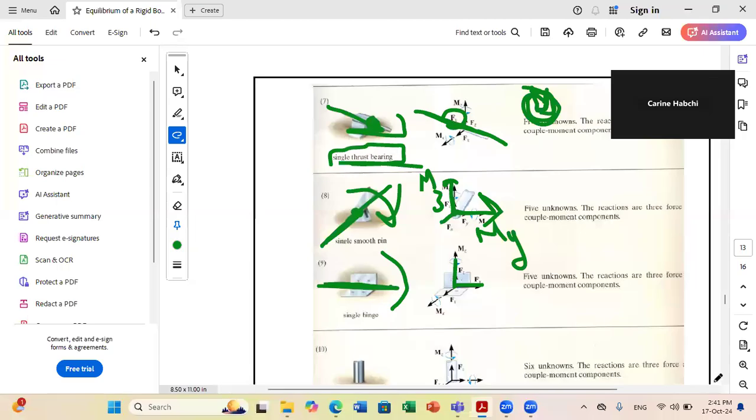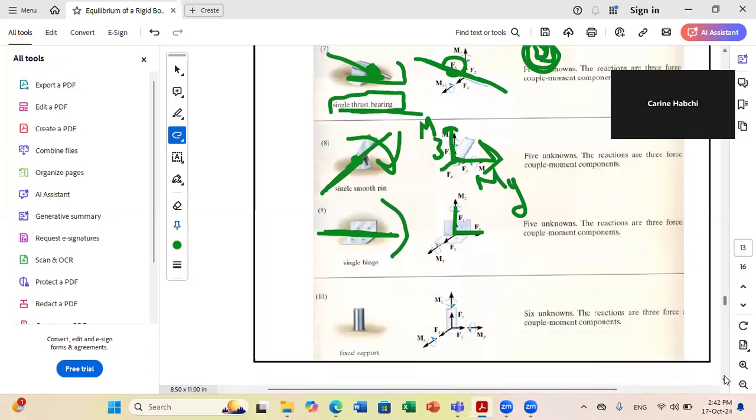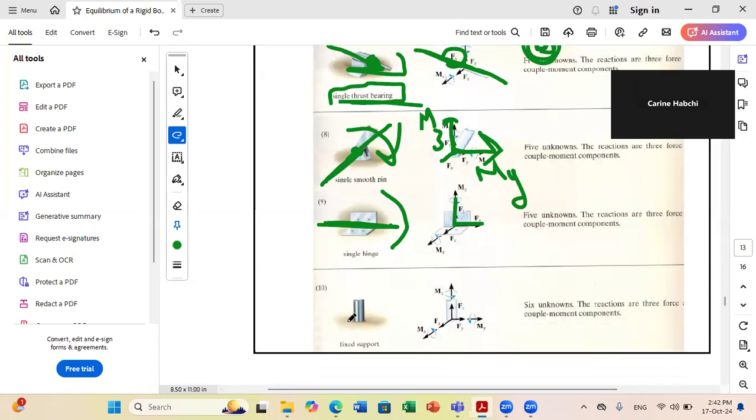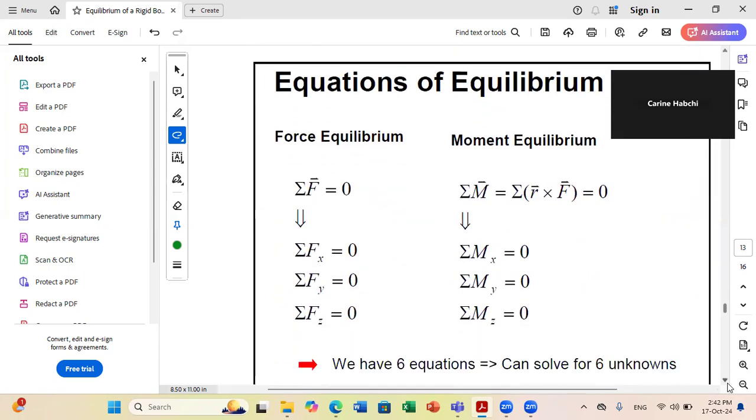Okay. Now, the last type of connection is the fixity. The fixity is exactly like the fixity in 2D. I cannot do anything. I cannot rotate, I cannot translate. So if you have a fixity in 3D, the fixity will develop all types of reactions, 3 forces and 3 moments.